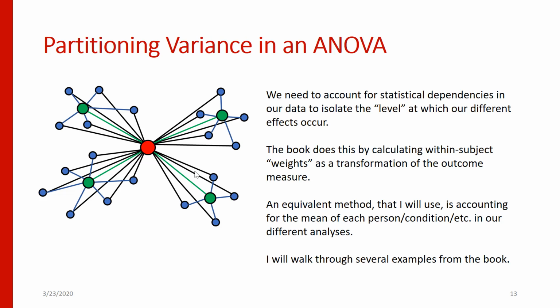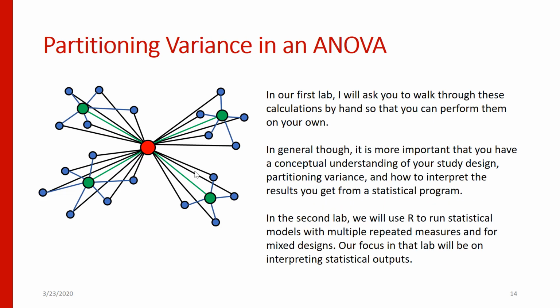So as you're reading the textbook, I would like you to read all the way through the chapter, but when you encounter those W's and we're calculating those weights, don't worry too much about those formulas, don't worry about the actual implementation, because I'm going to show you an alternative method for calculating the sum of squared errors that we're going to use. And we're only going to use those calculations in our first lab. So I'm going to ask you to walk through the same calculations that I do in the next series of videos by hand. And that will give you a good understanding of how you can perform them on your own when you have a repeated measures ANOVA.